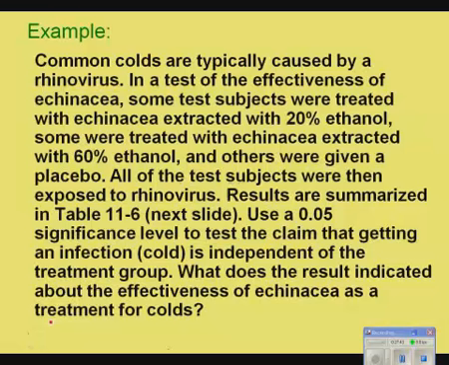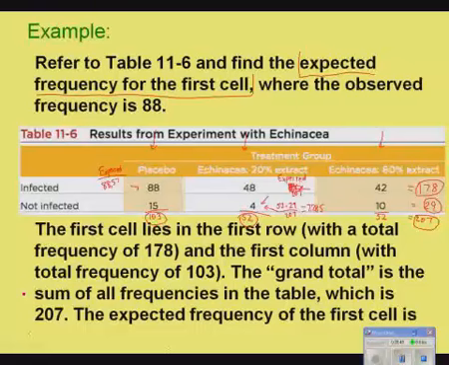Getting a cold, independent of the treatment group. By the way, in that chart, getting a cold, is that the rows or the columns? Wasn't that the rows? The rows said infected or not infected, right? See that? Hey, you got a cold or you didn't get a cold? The columns, what's this mean? Placebo?